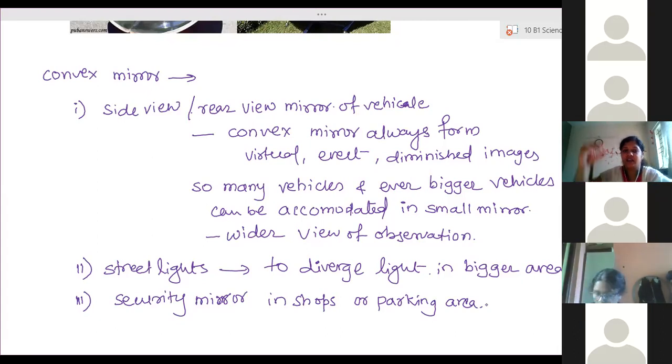Street lights, ma'am, that means the lights which are hung at a higher position. So from there, a larger area needs to be covered. Okay, ma'am. And security mirrors in shops or even parking areas, to see backside when the person is turning back, taking his vehicle back. At that time, to see if any person is behind, that can be seen through the mirror which is in front of him.